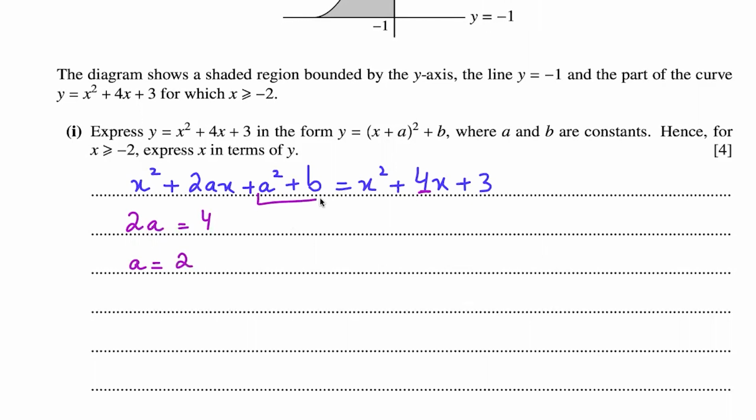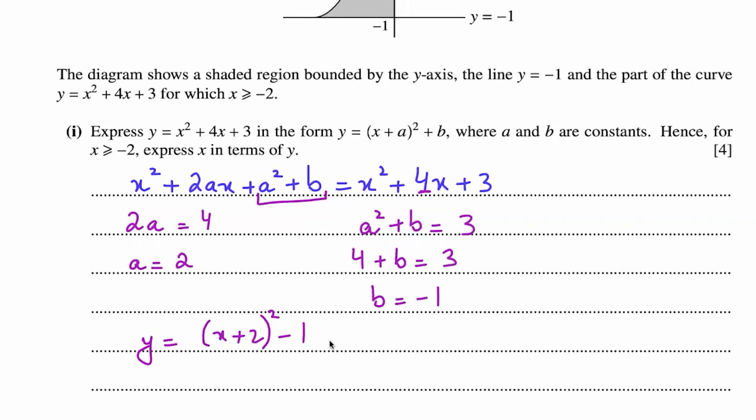The constant term on the left hand side is a squared plus b, and the constant term on the right hand side is 3. As the value of a is 2, so 2 squared would become 4. So b is equal to minus 1. So y is equal to (x plus 2) whole squared minus 1.